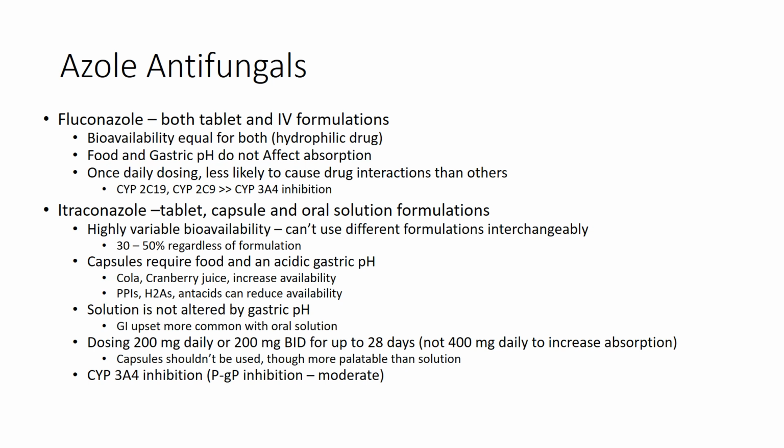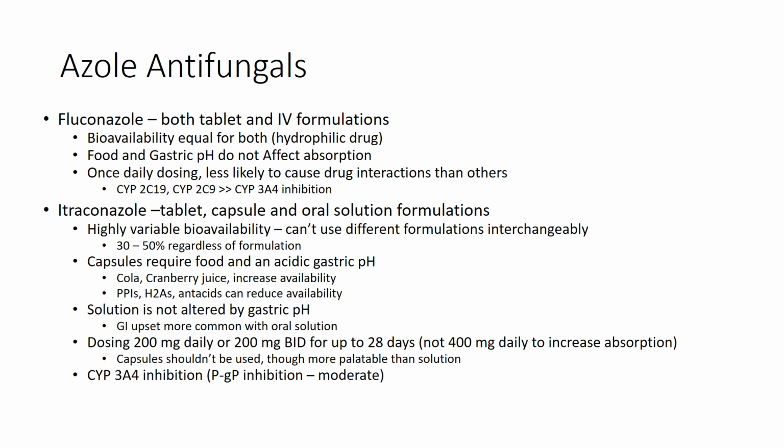Also with this drug, food and gastric pH don't affect the absorption, and this gives the ability for once daily dosing, and it is less likely to cause drug interactions than the other ones we'll talk about. One of the interesting things about this is that you will see inhibition of 2C19 and 2C9 at a much greater rate than you do 3A4. And it's only with much higher doses that you see the inhibition of 3A4 become clinically significant.